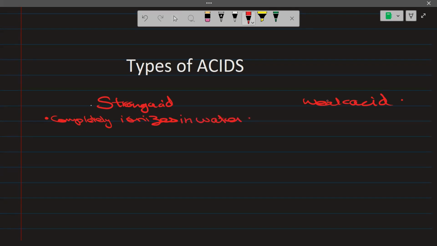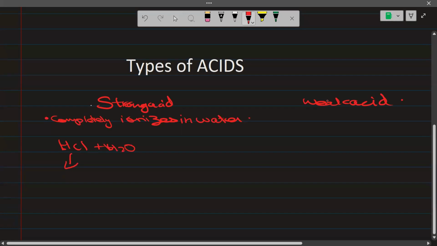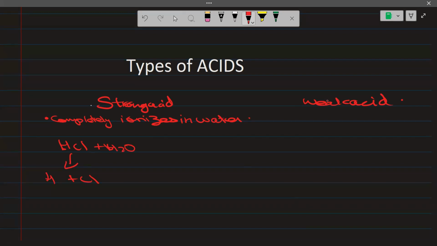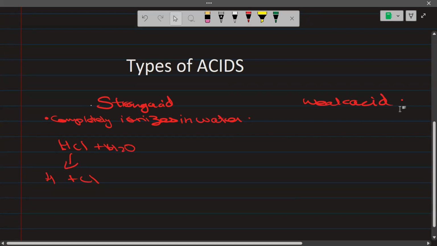Okay. So let's check HCl. What does HCl do? When it is put in water, H2O, this H is completely removed from Cl, which means it is broken into H plus and Cl minus. Okay. So that's what happens with a strong acid.